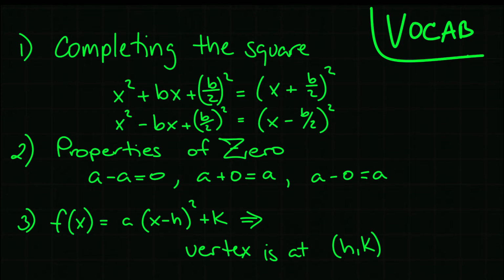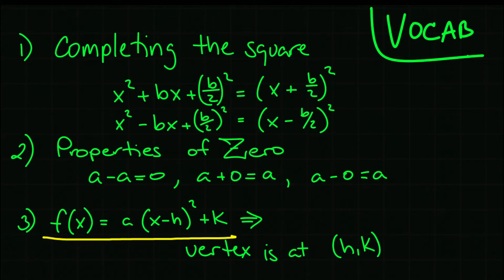Alright, so let's start with some vocabulary. Number one, we have completing the square. I've already completed a video on completing the square, so if you want to check that out to practice the basics, I would suggest it, and I'll link it above. Properties of 0. Anything minus itself is going to be equal to 0. And 0 plus or minus anything is going to be itself as well.